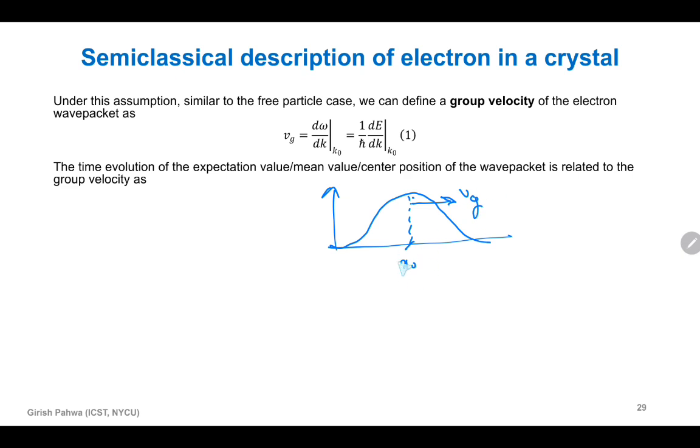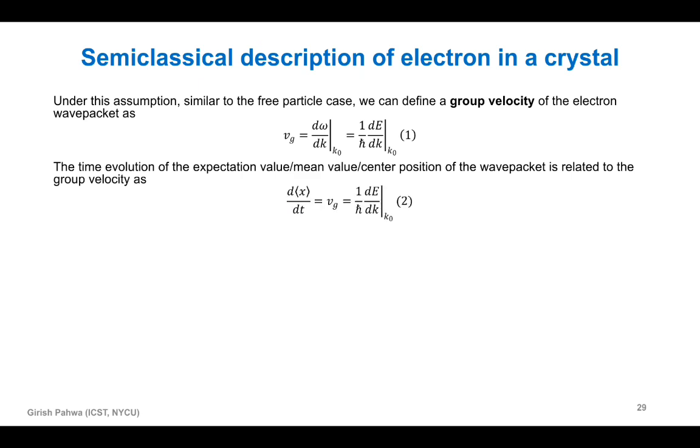So you can relate this Vg with this x naught, which is the expectation value, or the mean value, or the center of the wave packet, right? How do you relate them? What is the relationship between the velocity and the position? v is equal to dx by dt. Similarly, for this case you have d by dt of the expectation value of the position, because there is no definite position, is equal to Vg.